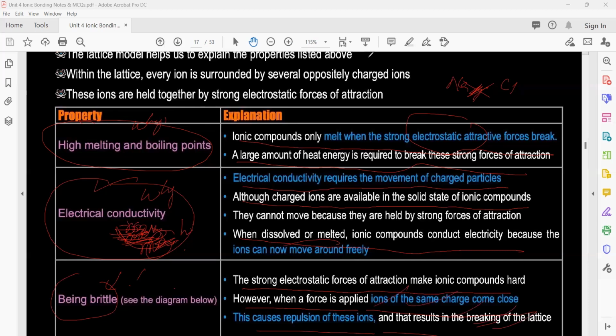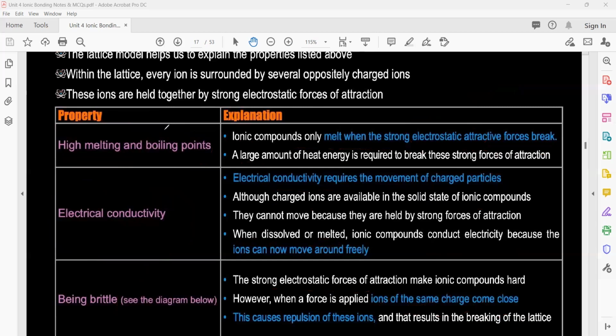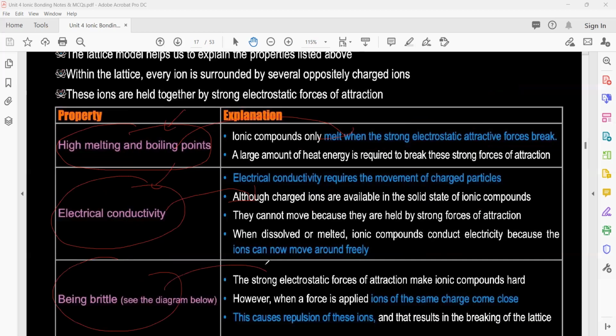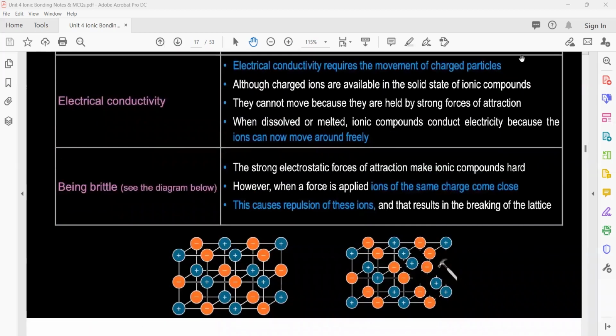So this is the very important table in which they told you the reason for each property. We said that ionic compounds have high melting and boiling points. What is the reason? Here. Ionic compounds conduct electricity when they are molten or in a solution. What is the reason? This one. Brittle, and what's the reason? This one. Okay, so here they have given the explanation for the last one.